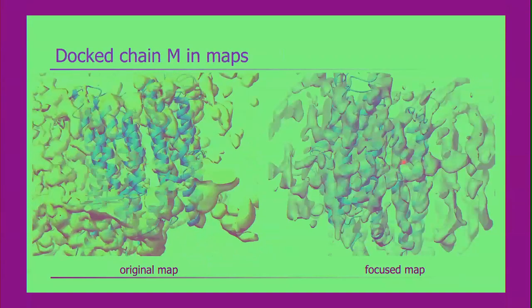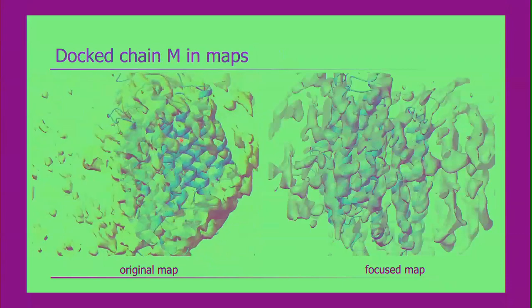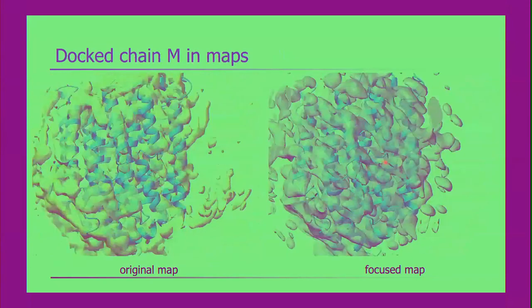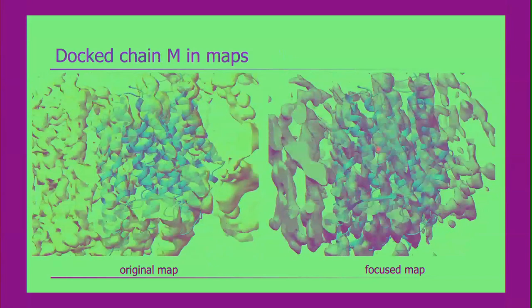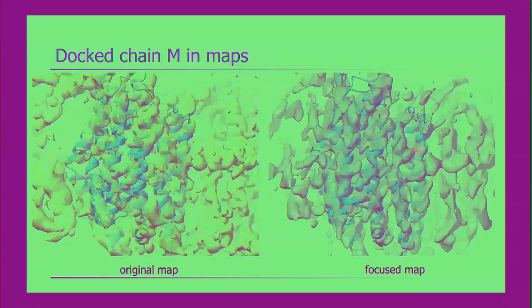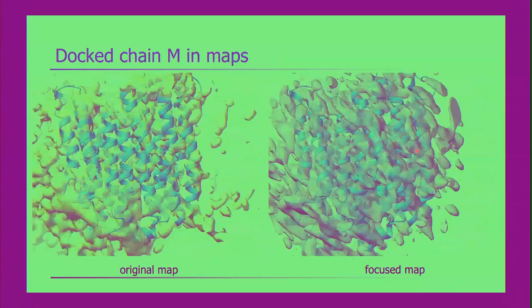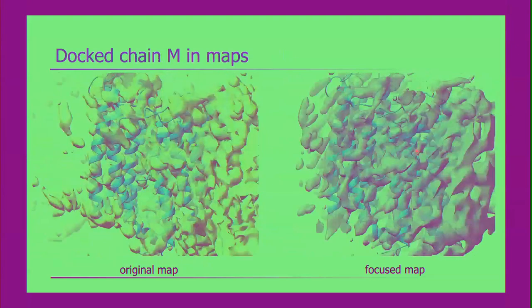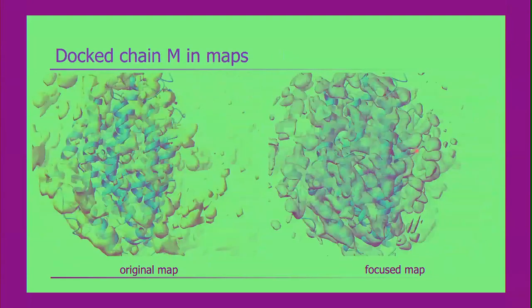Okay, so if we dock chain M, you can see the model in the original map. It also produces something that we call a focus map, which in this case looks a little bit better because it's taken account of the local signal and noise. You can see that it's not random, and you can kind of believe this is right.